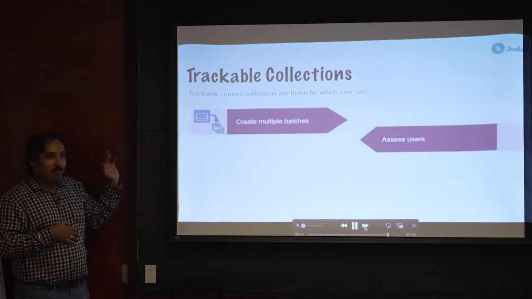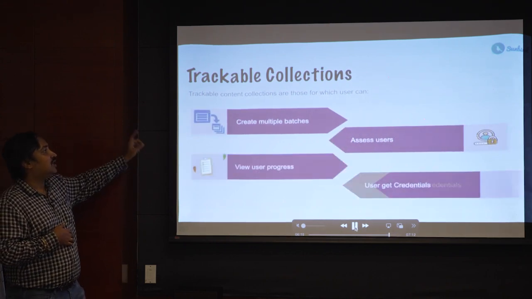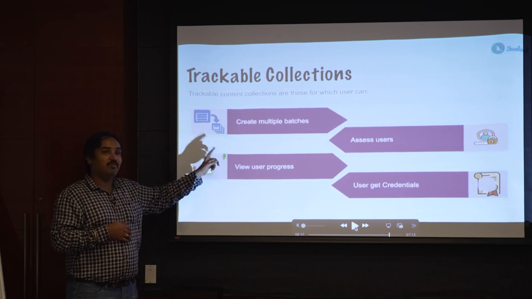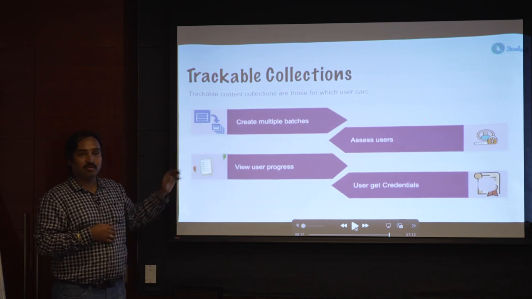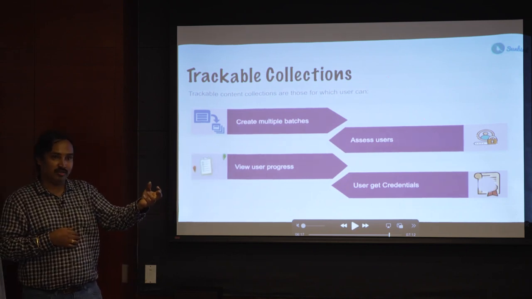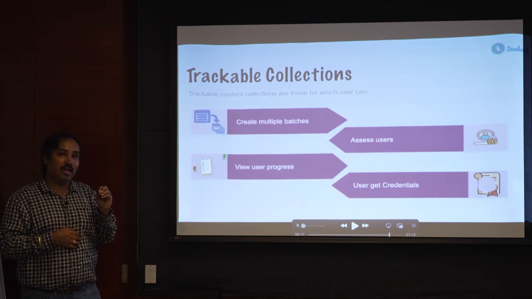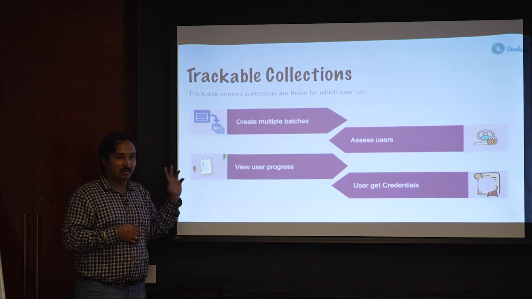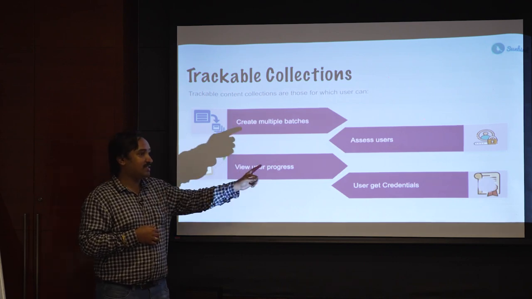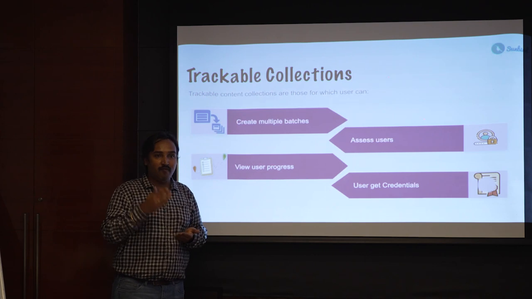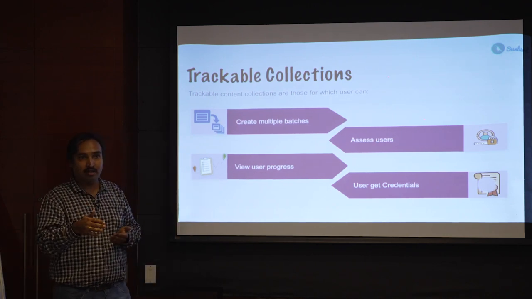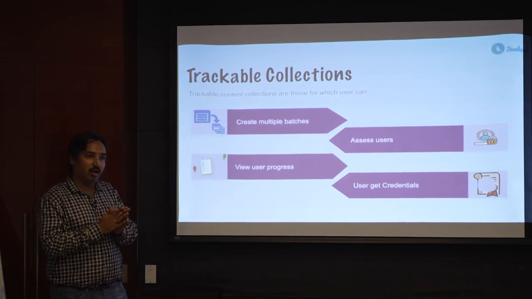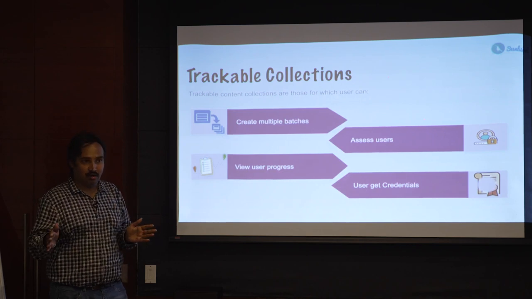So what does a trackable collection actually enable for us? It'll allow batches to be created. Once you call a collection trackable, it'll allow users to create batches. It'll also assess the users. So every progress, you click on a content, you complete a content, your progress gets tracked from 0 to 100.